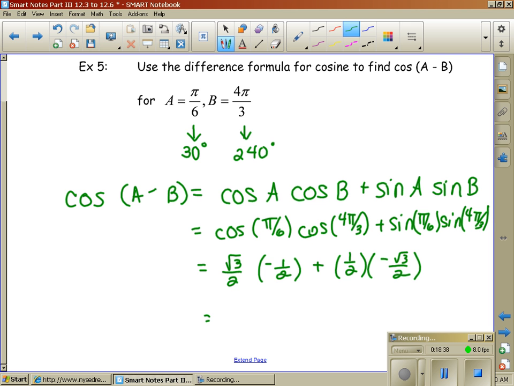So we have negative square root of 3 over 4 plus negative square root of 3 over 4. So we have negative something plus the same something if we're combining like terms, right? We have one of these, so we have two of them. 2 square roots of 3 over 4. The 2 and the 4 can reduce to 1 and 2. And that's your answer.